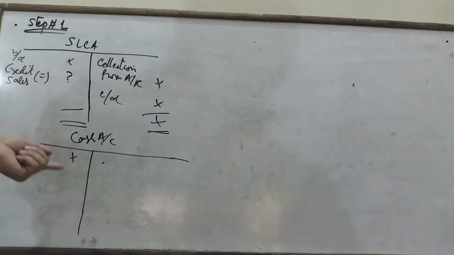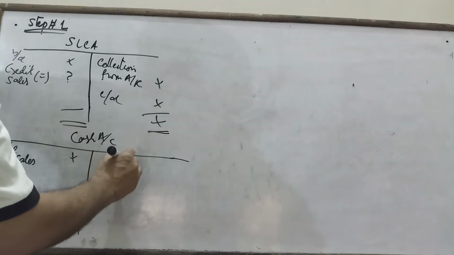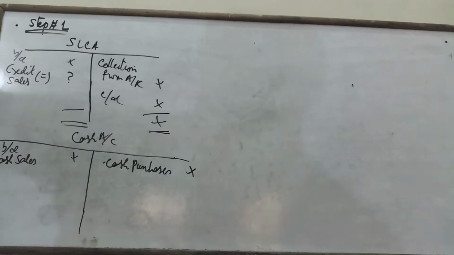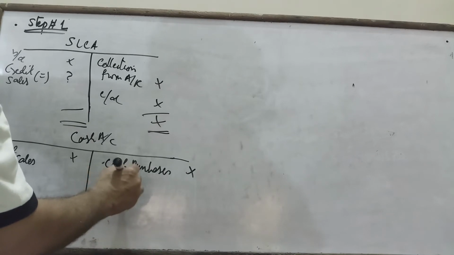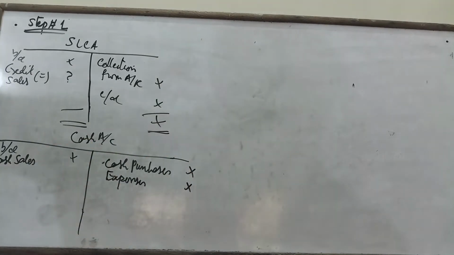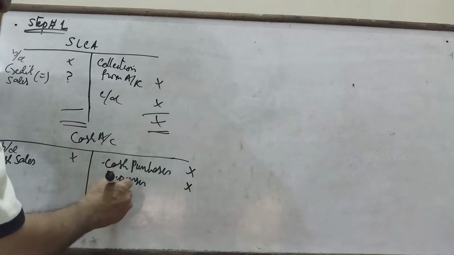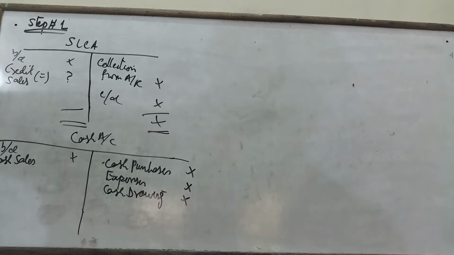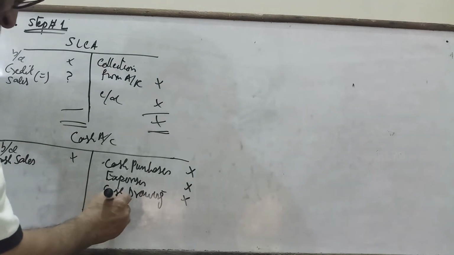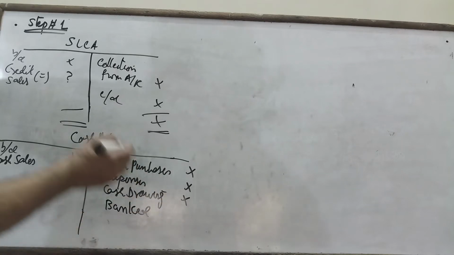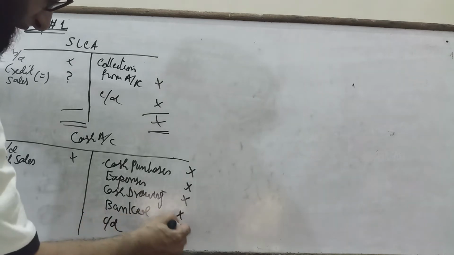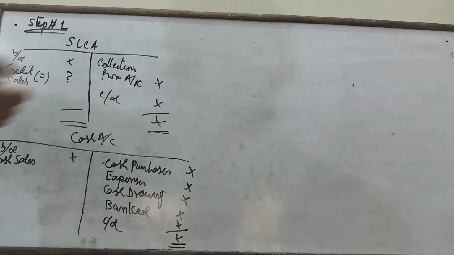We know that all cash payments come on the credit side of the cash account. For example, if there are any cash purchases, they come on this side. If there are expenses paid by cash, they come on this side. If there are cash drawings, they also come on this side. And if there is cash banked, that means cash has been deposited into the bank account, or if there is any closing balance of cash. This might be given in the examination.